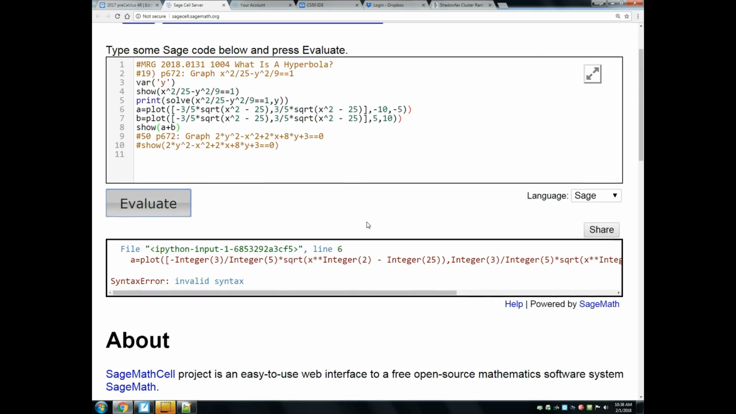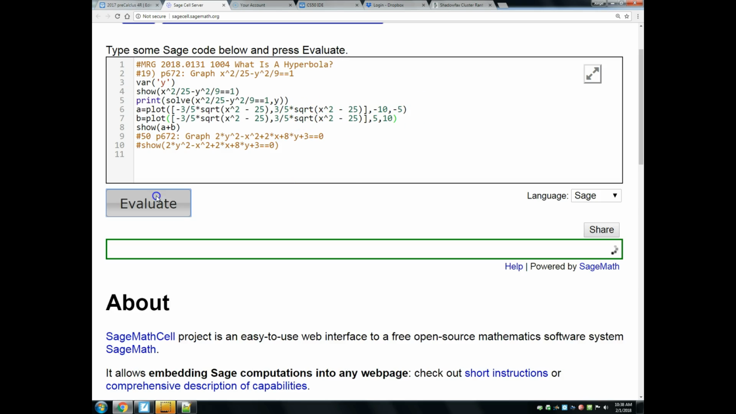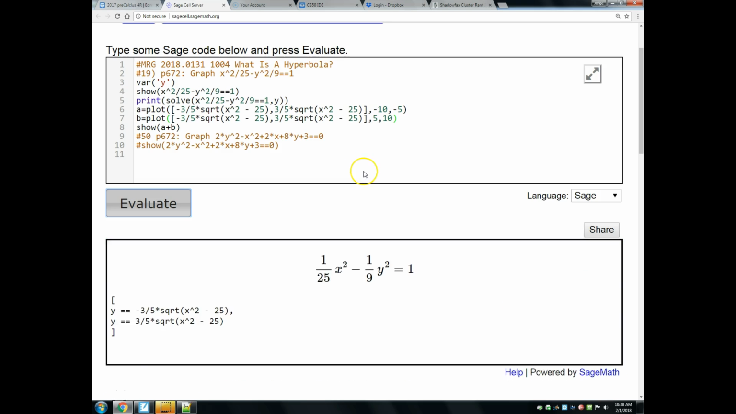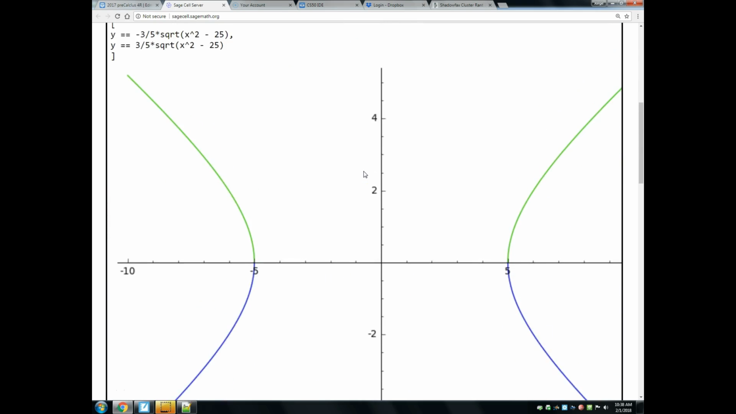What do I do? What line? Line 6? Oh, we got it. I don't need that anymore because I got rid of the show. So get rid of that. Okay. And there it is. There's both of them. Right. Perfect. Nice. I like it.